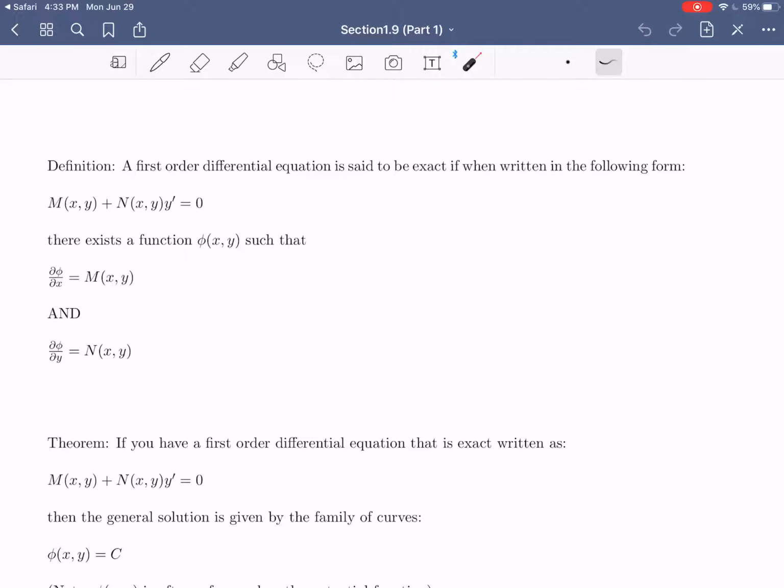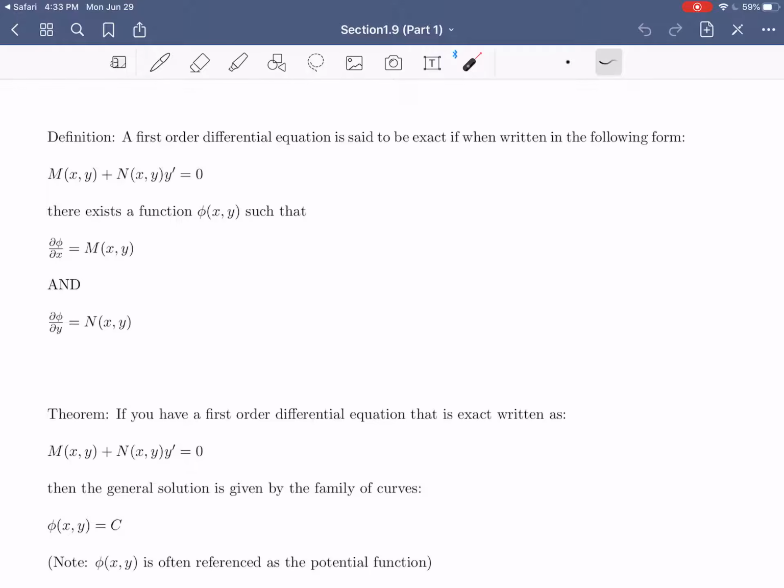In the follow-up video, which will be the second half of 1.9, we'll put together the integrating factor idea from section 1.6 about linear differential equations in combination with this exact differential equation idea. So in this video, we'll be focusing exclusively on differential equations that are indeed exact, and then in the follow-up, we'll talk about how you can modify certain differential equations that are not exact into this format.